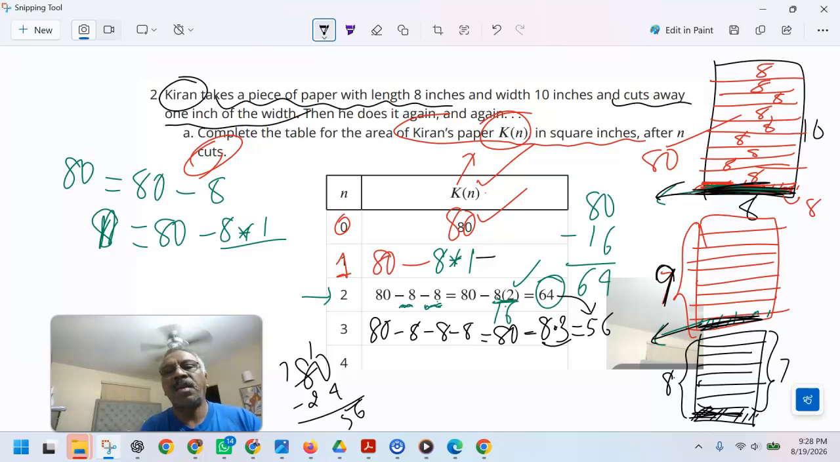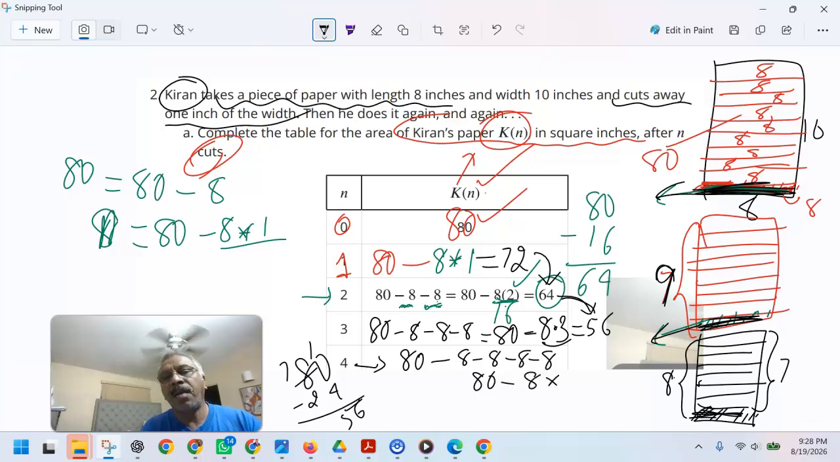So each time you're taking away 8. And likewise, we can directly write here, this will be 80 minus 8, and you're going to do 4 of them, so 80 minus 8 times 4. And you can check with the calculator.